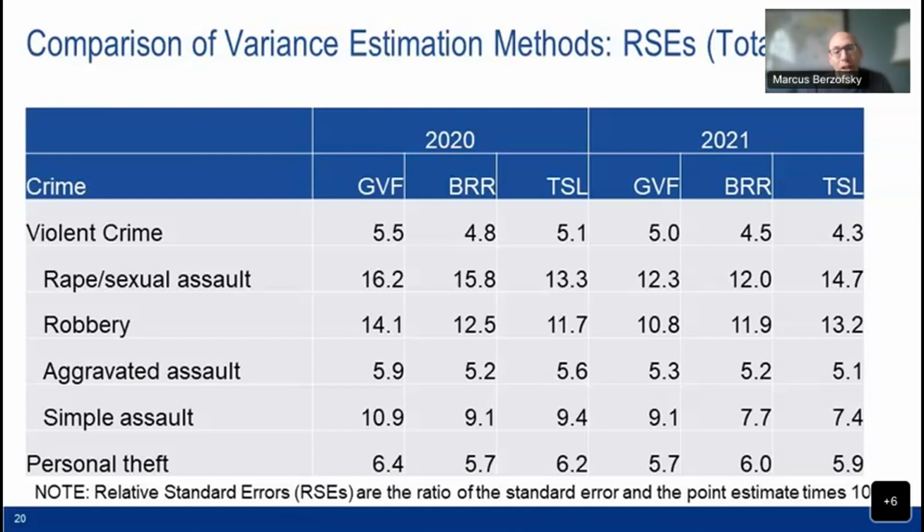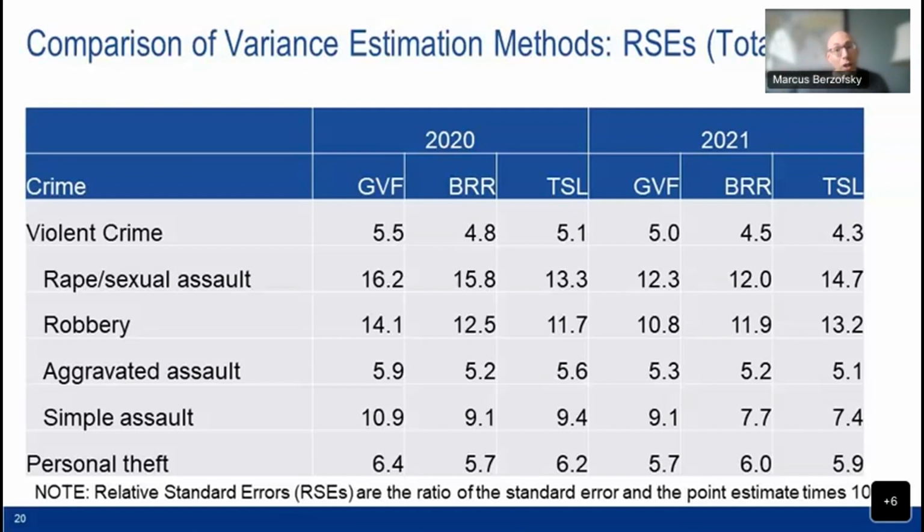And what I'll just note here is that this is why I said there's no one that's necessarily better. It's not that there's one that's consistently higher. The GVF, for example, if you look at the robbery row, you'll see in 2020 it had a relative standard error that's higher than BRR or TSL. But then you go to 2021 and the robbery relative standard error is lower. So if you ask me, are GVFs always higher or always lower, the answer is it changes. It's a different model each year that's being fit, and how well that model fits for different outcomes is going to vary from year to year.